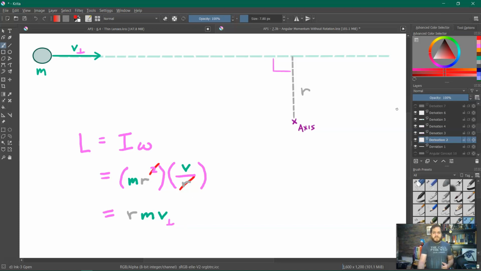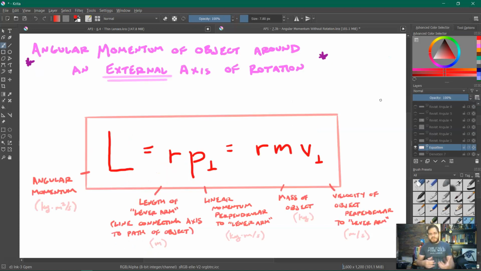But what is mv perpendicular? Well, that's the same thing as the linear momentum perpendicular to this r here that separates the axis from this path. And this is actually the equation for the angular momentum of an object around an external axis of rotation. Once again, just go with me for a second. So this is L, this angular momentum in kilograms meters squared per second, equal to r p perpendicular.